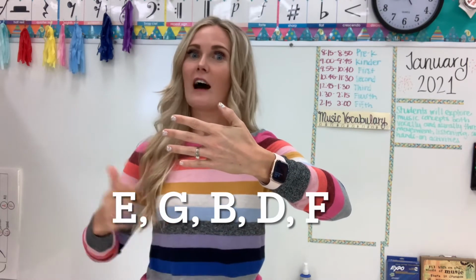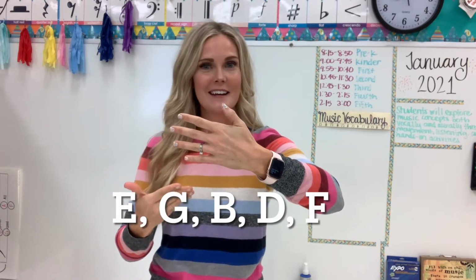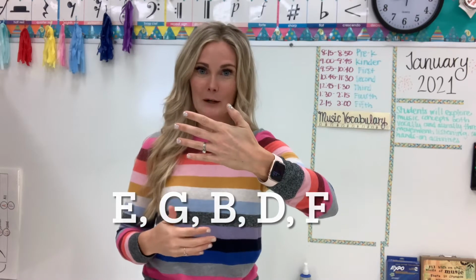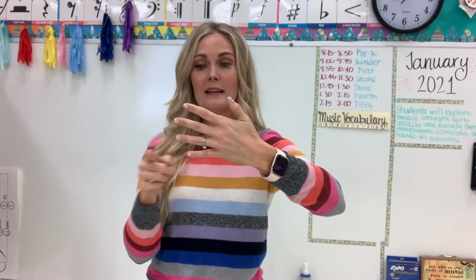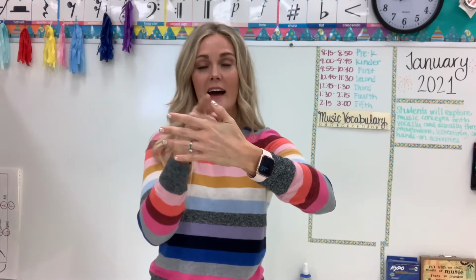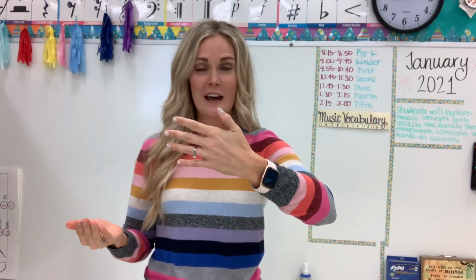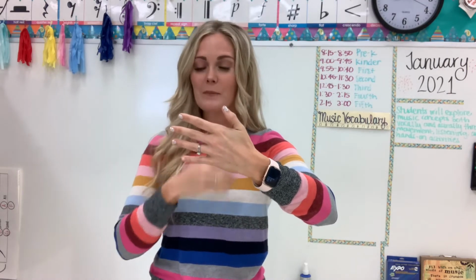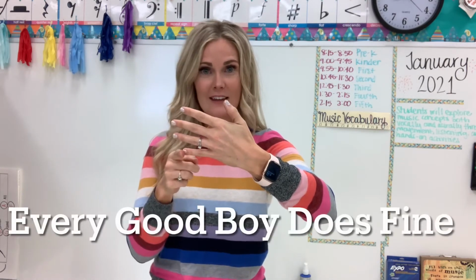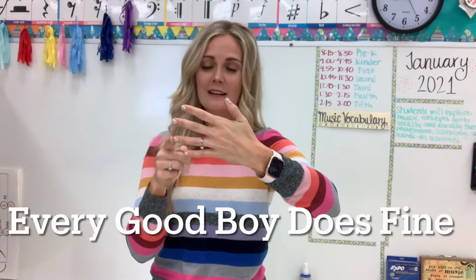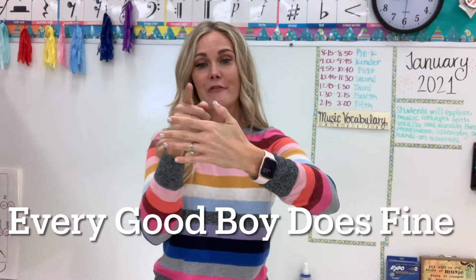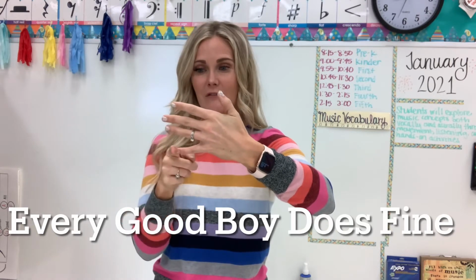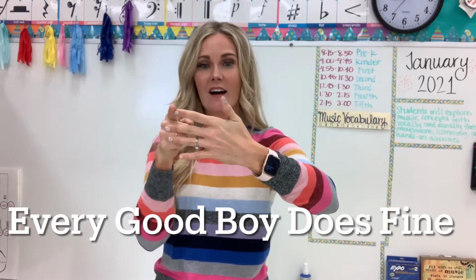Like I said, they're not in the alphabetical order that we usually know, but there's a special little saying that's going to help you remember the order of those letters. So one more time, the letter order is E, G, B, D, F. Now, the saying that I use and a lot of music teachers use to help you remember the order is this saying. Every for the E, good for the G, boy for the B, does for the D, and fine for the F. Every good boy does fine.